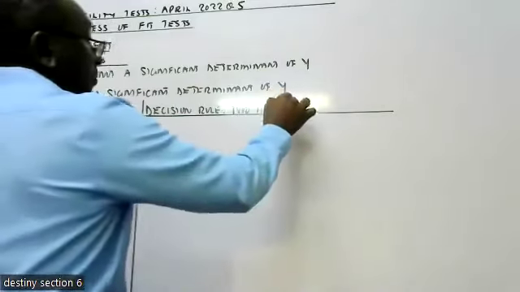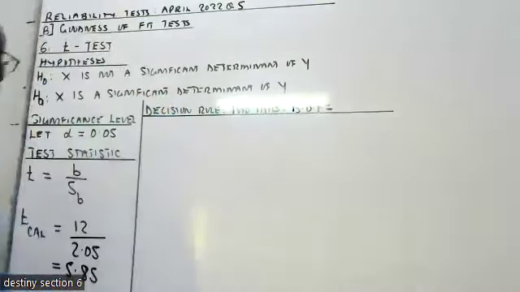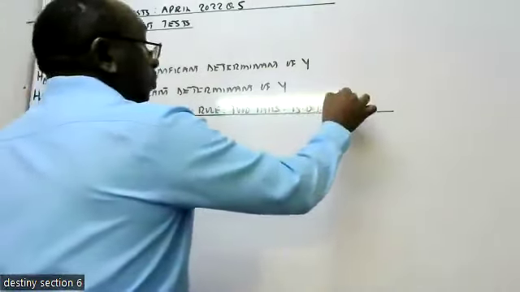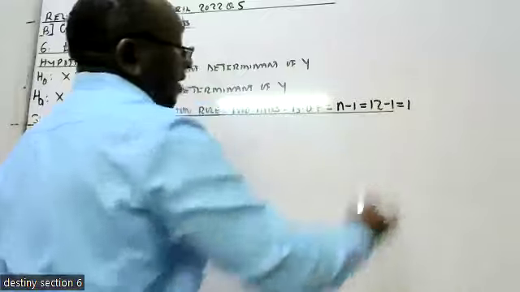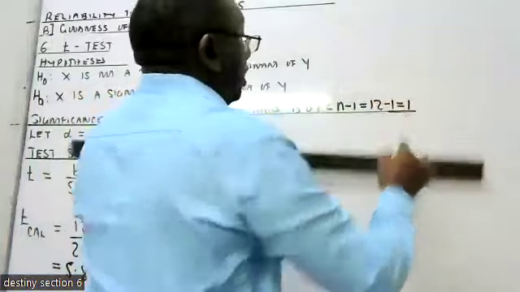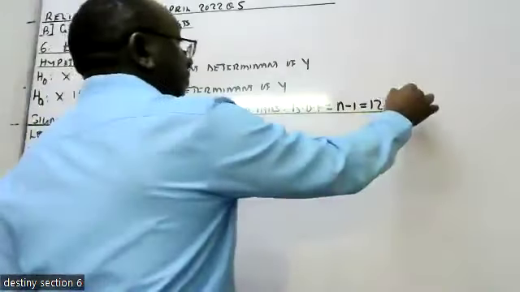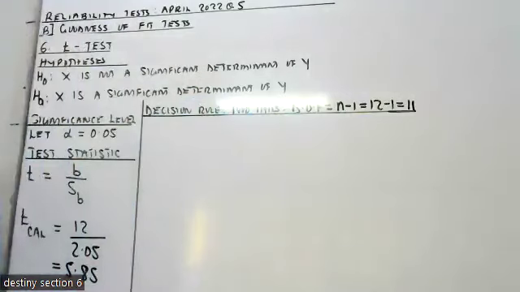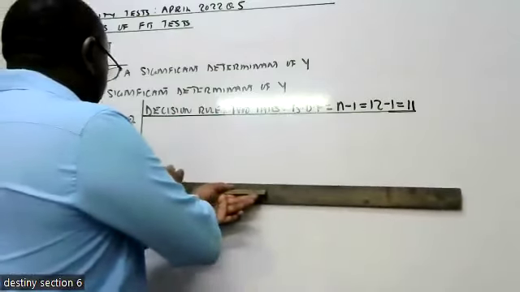If it will be two tails, the degrees of freedom will be n minus 1, which we know is 12 minus 1, which is 11. So with that, we come and design the table.